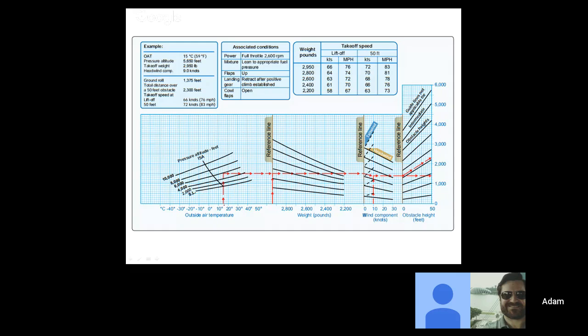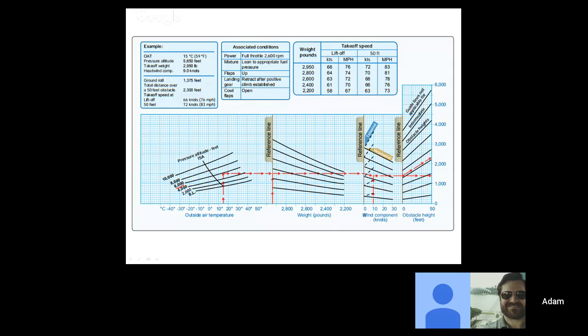So let's just go through this one. I'm going to enter at my 15 degrees Celsius outside air temperature, and I'm going to follow the chart all the way up to my almost 6,000 foot pressure altitude. See, here's 50, what do we got? 5650. So 5650 somewhere in here. And at that point, we escape over to the next parameter. We follow the dotted line over to the next parameter, which is weight.